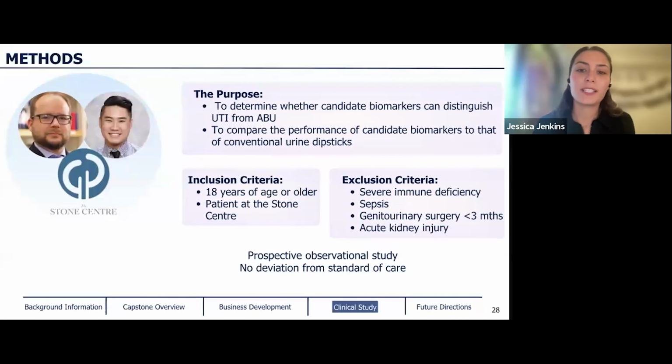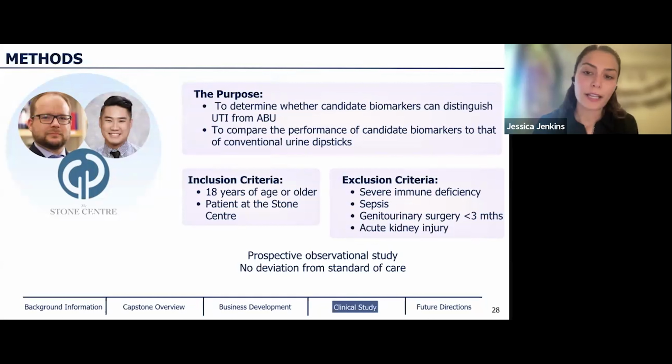In the fall of 2022, we were very fortunate to meet Dr. Dirk Lang and Victor Wong from the Stone Center at Vancouver General Hospital. They were very supportive of our project and offered to facilitate our pilot clinical study at their clinic through a service agreement and in-kind contributions.